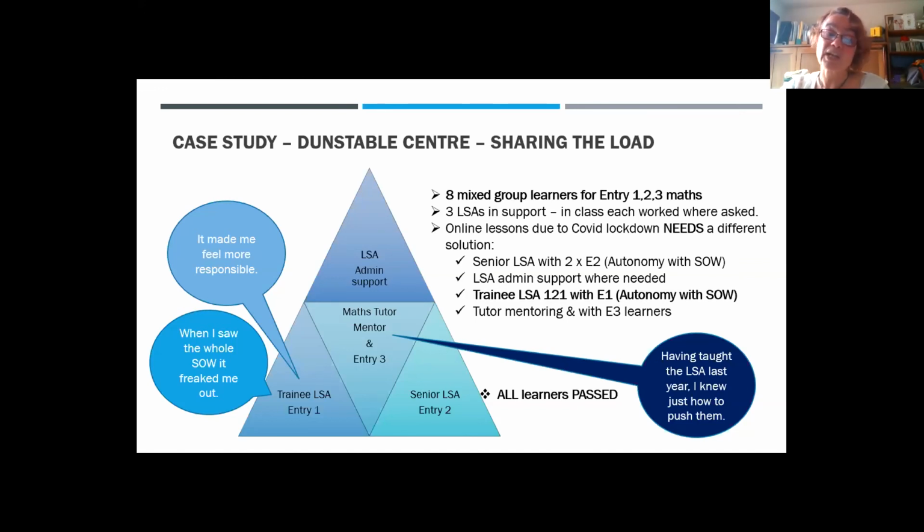So she basically created a scheme of work for entry 1 and a scheme of work for entry 2, which piggyback on to what she already had for entry 3. And she just gave that to a trainee LSA who'd literally started this year. Of course, she was quite overwhelmed by it to begin with, but then because she was given the autonomy to run with it and to be able to change that, and she had the support and mentorship of the tutor, she felt really enabled to actually be able to teach that learner who went on to level 1.